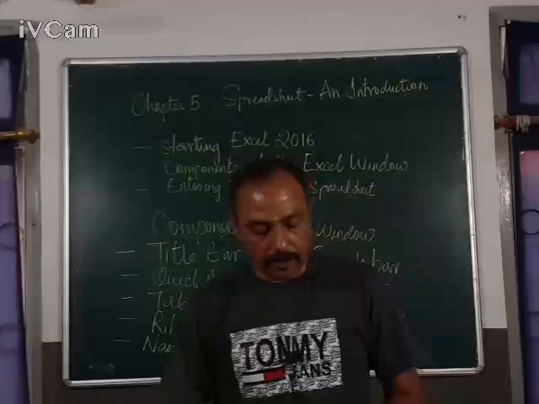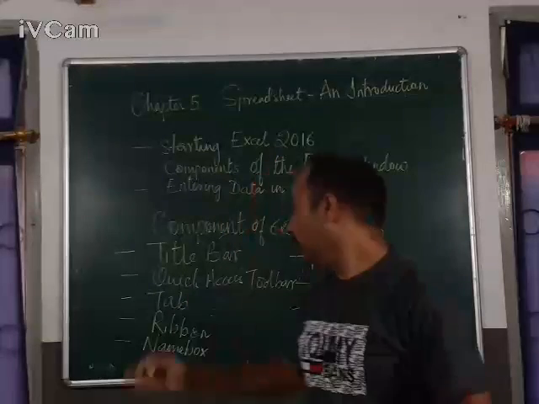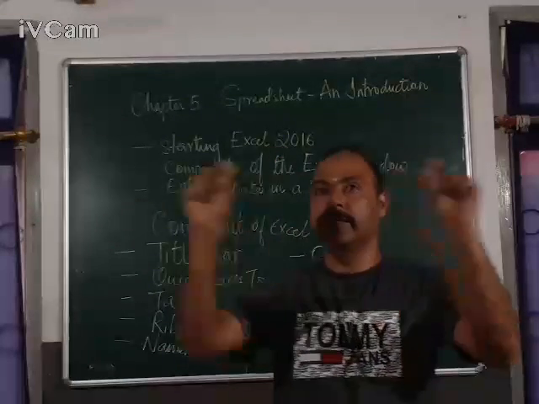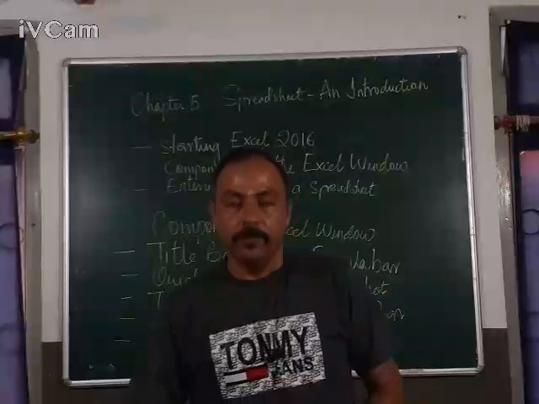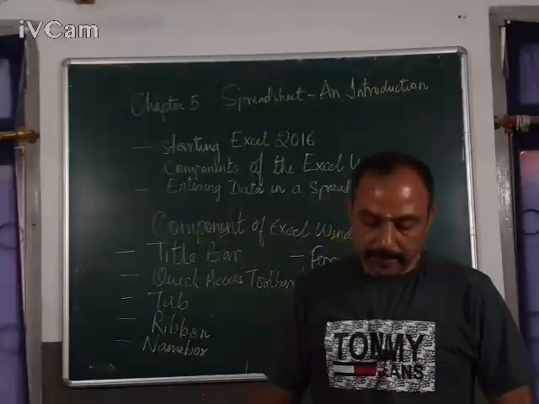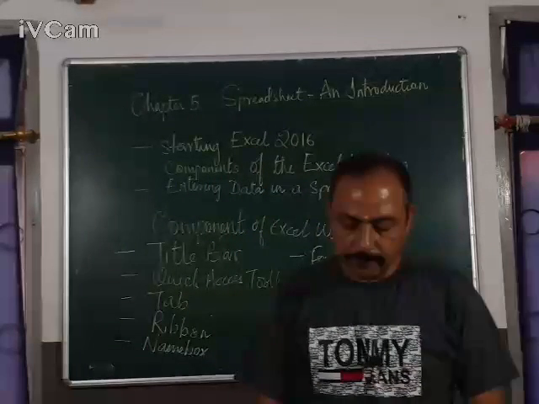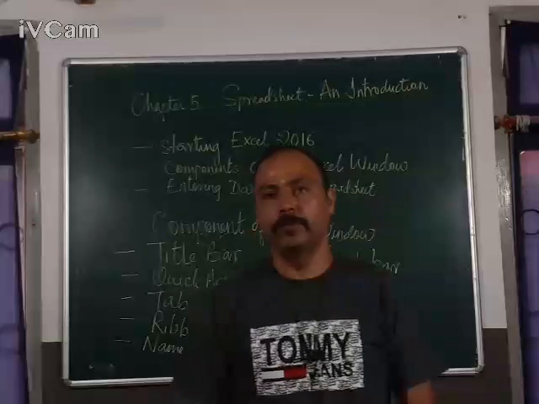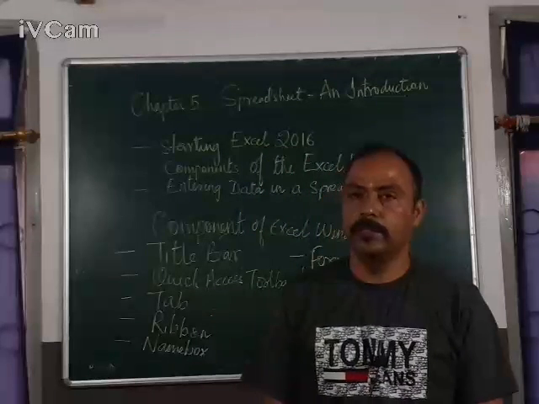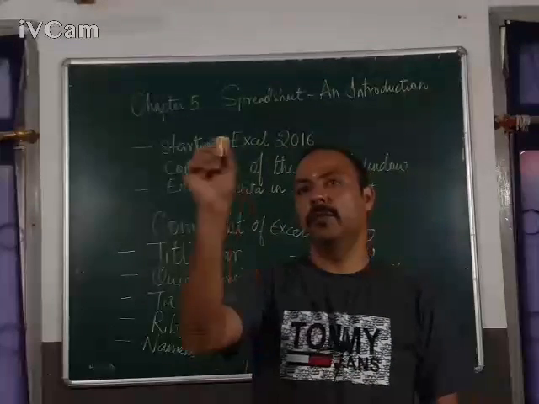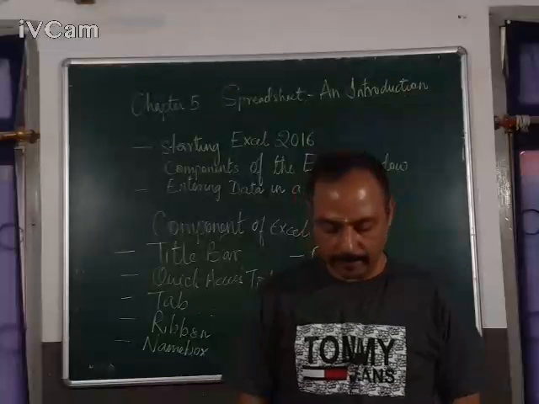Title bar is the horizontal bar at the top of the window. The name of the file will be shown. It displays the name of the current worksheet. Book 1 is the default name of the new worksheet. So, if it's written Book 1 at the top, that is the title.